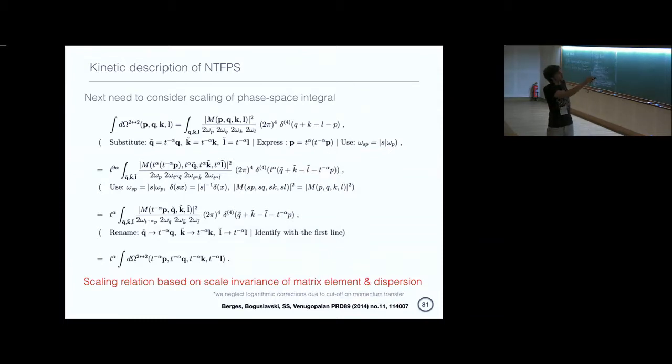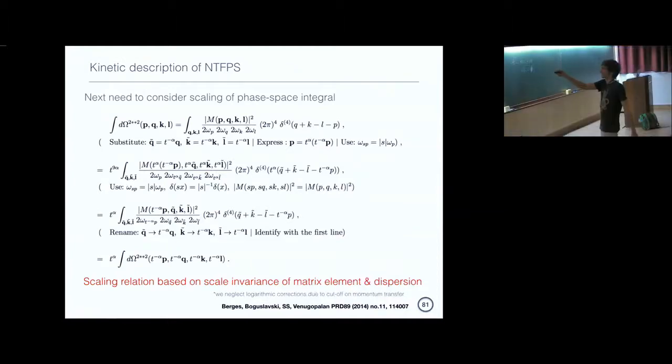At the end of the day, you have to keep track of the factors inside the energy-momentum conserving delta functions, the factors that appear in the dispersion relations, and all the factors that appear inside your actual scattering matrix element. But what you find, just comparing the first line to the second line, is that you can write this as a measure for these rescaled quantities, pulling out an overall scale factor of time. The property this relies on is having scale invariant dispersions and scale invariant matrix elements. Those are the only two properties you use, and I wrote here in detail what the steps are.